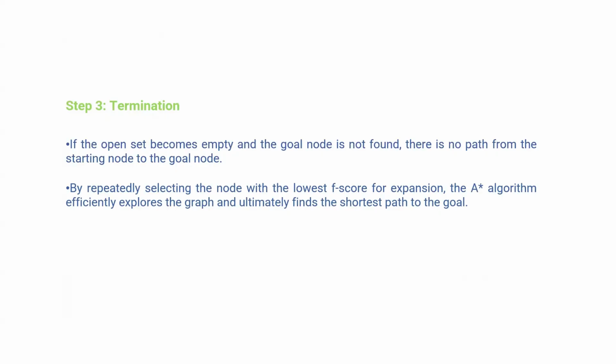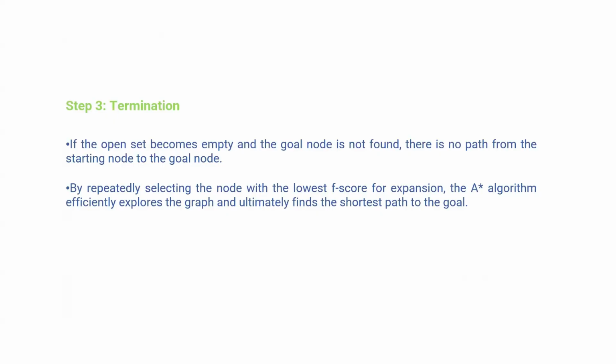So for each neighbor of the current node, if the neighbor is already in the closed list, ignore it, as it has already been processed. Calculate a tentative g of n for the neighbor: the current node's g of n plus the cost to move from the current node to the neighbor. That is what we want to calculate.